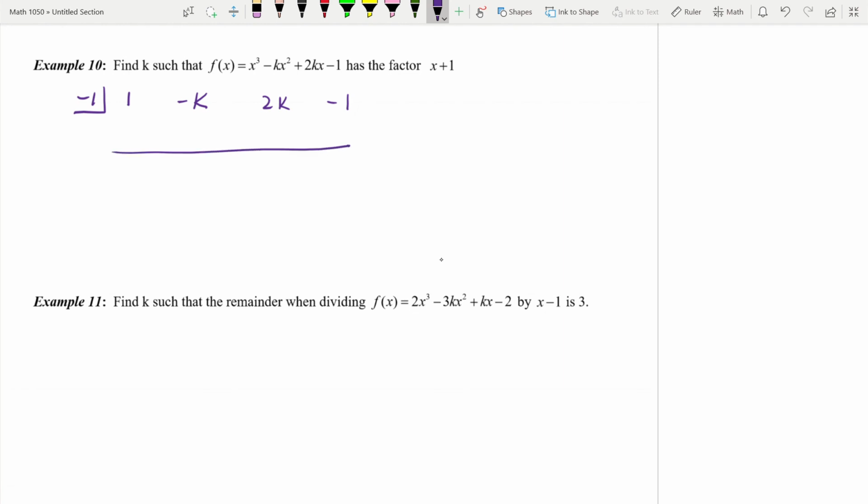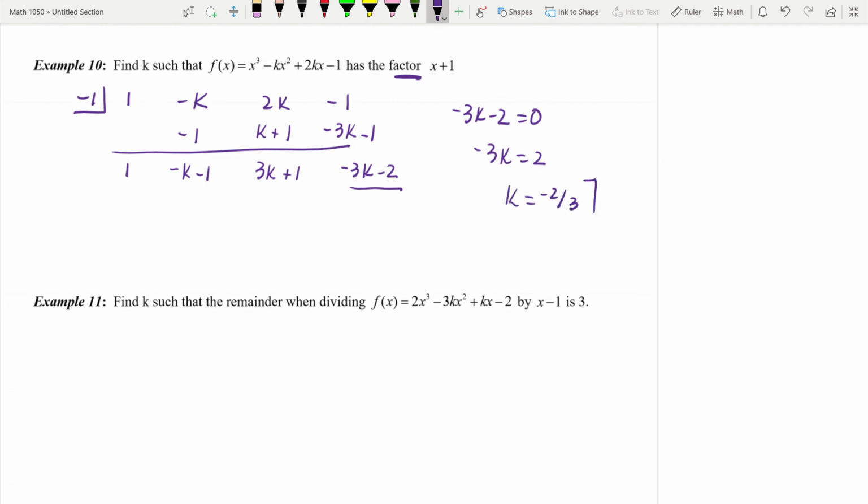Draw your line. 1 comes right down. 1 times -1 is -1. Negative k minus 1, I can't combine those, so I'm just going to go negative k minus 1. Multiply by a -1 and it changes the signs. So I have k plus 1. 2k plus 1k is 3k, and you've still got the plus 1. 3k plus 1 times a -1 is -3k minus 1. Add those together, -3k minus 2. This -3k minus 2 is the what? The remainder. And if this really is a factor, then the remainder is supposed to be 0. So just go negative 3k minus 2 must be 0. Negative 3k must be 2. Divide by negative 3. K must be a negative 2/3. And I'm done.